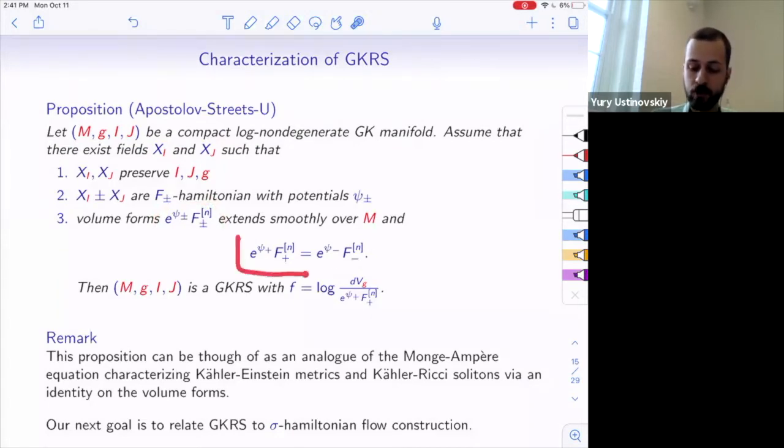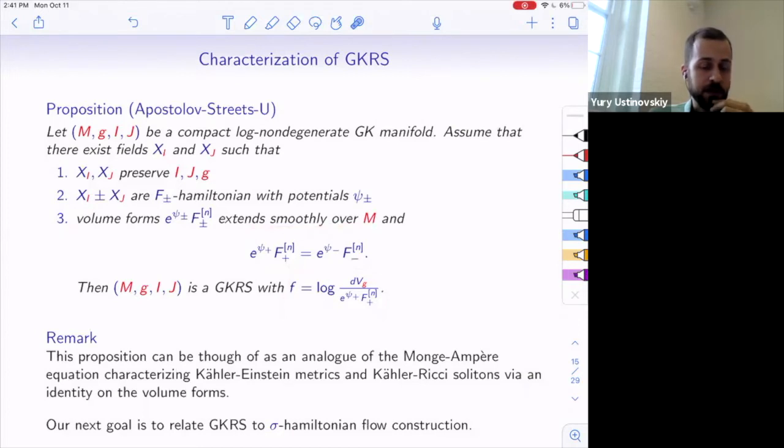And so this is actually the key. These volume forms are equal to each other. If these two volume forms are equal to each other, then your structure is actually a generalized Kähler-Ricci soliton with an appropriately chosen smooth potential f.